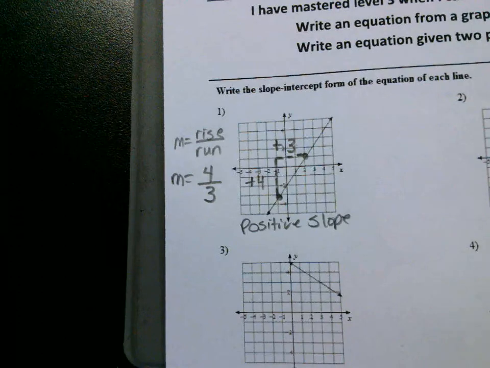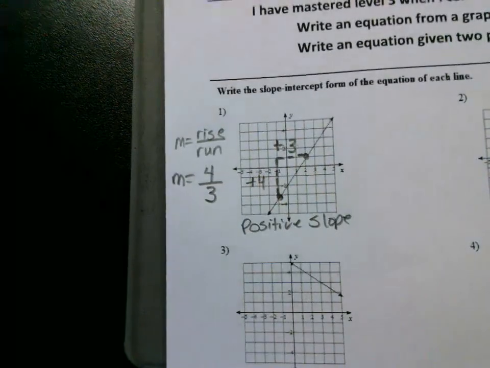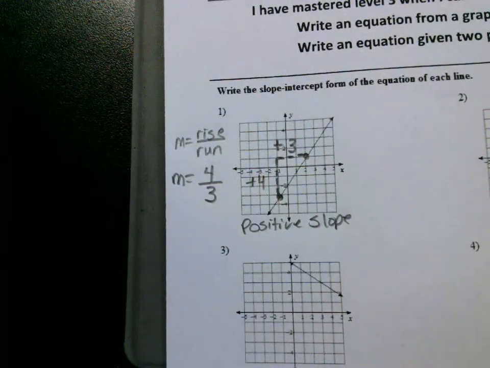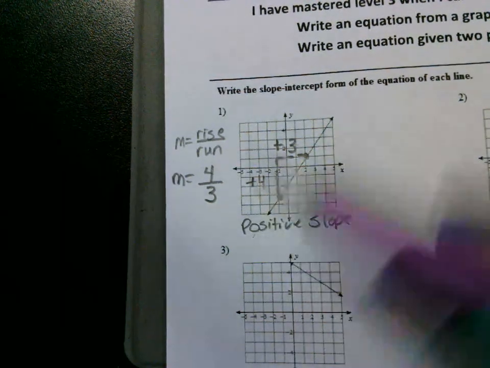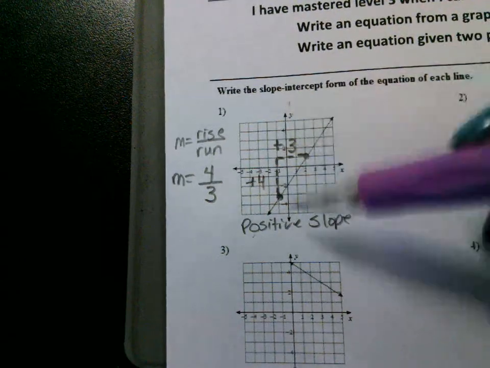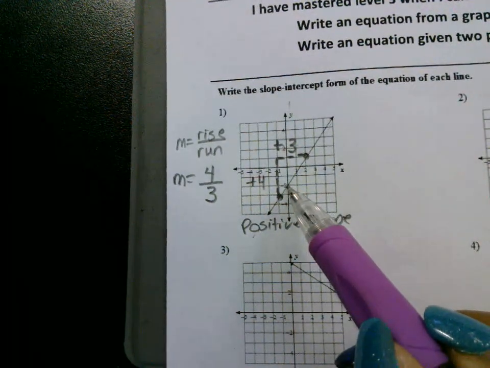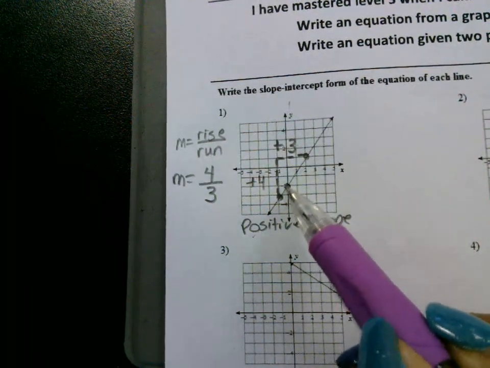Now we're going to find B. This is the part that's super easy, but if you missed it, then you missed it. So please pay attention. Are you ready? Where does this line cross the y-axis? At what number is this? -2. This is my B.